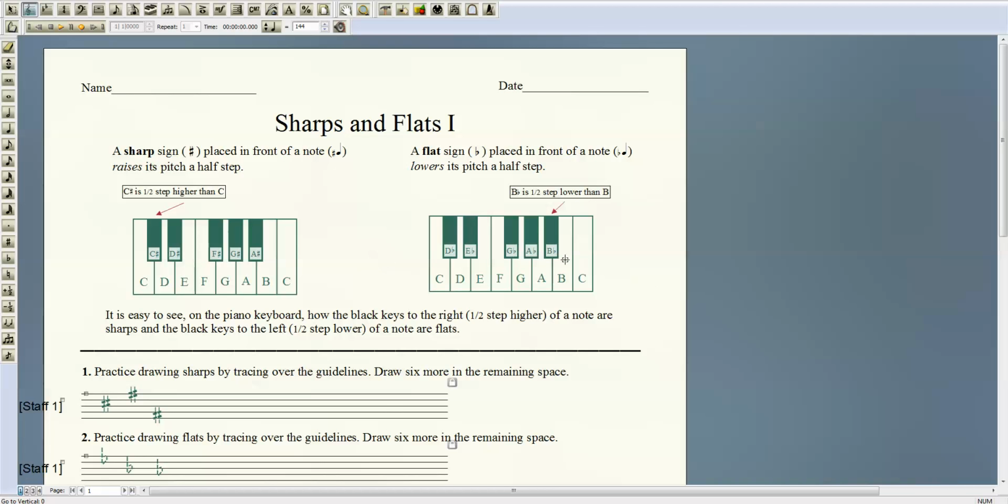Same can be true of C flat. A flat lowers the note a half step. So we start on C and we go down a half step, and a C flat would be pushing down the same key as a B. So sharps go up a half step, flats go down a half step. Very important to learn. Very, very important to learn.